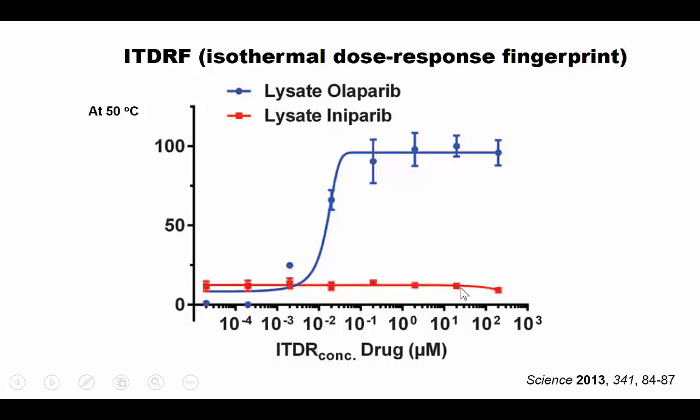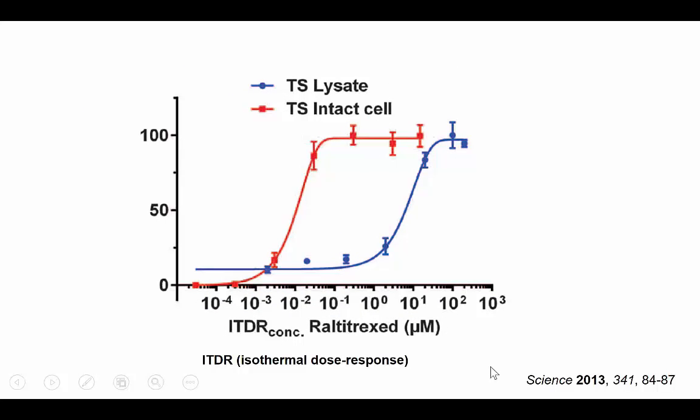In this case, we fixed one temperature. That's why this is called isothermal dose response, changing the concentration of the compound and fingerprinting. So this profiling is a similar experiment but different in dimension. This is called ITDRF profiling. Here is another ITDRF profiling.